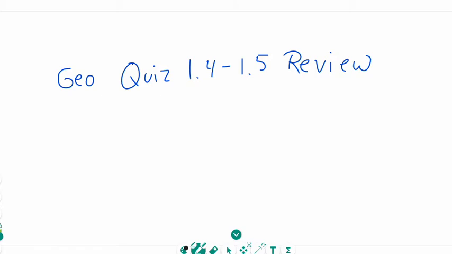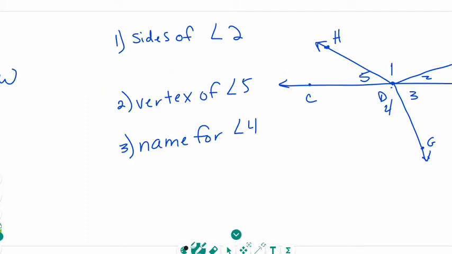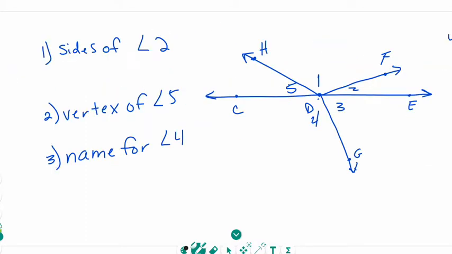We're going to do the quiz 14-15 review. Okay, we're going to start naming parts based on our diagram. This asks for the sides or the rays of angle 2. So you see angle 2 is here.